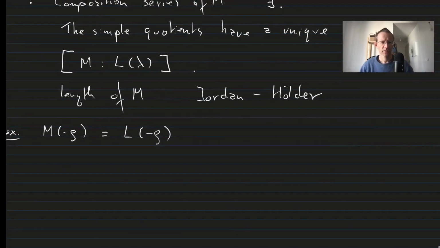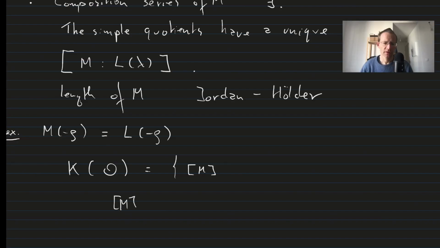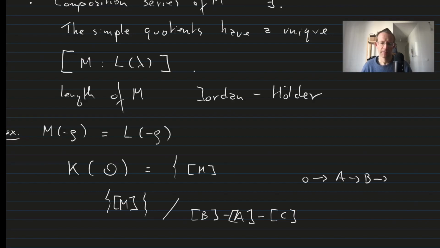Then we can define the Grothendieck group of the category O, which consists of all classes [M] with integer coefficients, and we look at the set of [M] with integer coefficients modulo [B] minus [A] minus [C], where we have a short exact sequence A, B, C. So if we have such a short exact sequence of modules, then we mod out by this difference, and this set with the plus operation, that's the Grothendieck group of the category O.